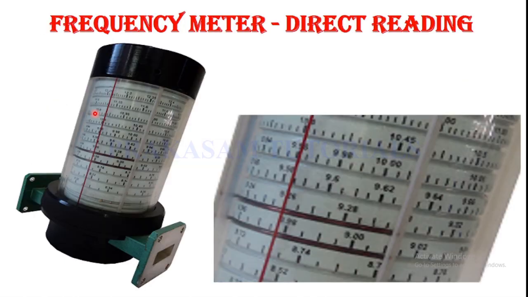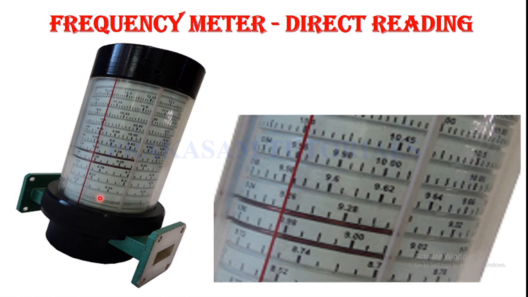The next waveguide component is the frequency meter. The frequency meter is used for frequency measurement. It consists of a cylindrical cavity marked with a scale on its outer surface. This frequency meter is a mechanical way of reading frequency. It is also called a wavemeter. With this frequency meter, the signal can be adjusted to its resonance frequency.